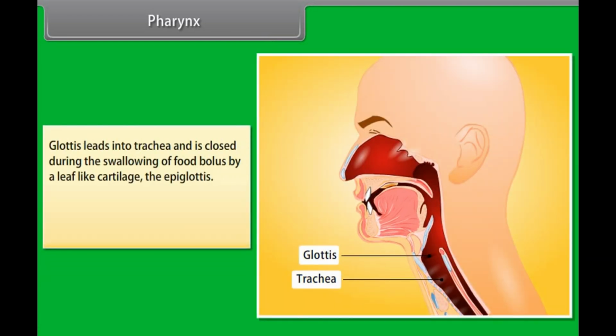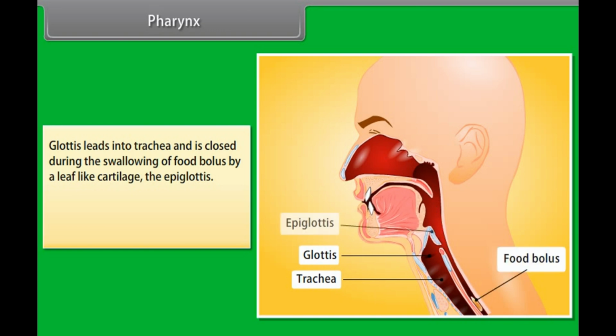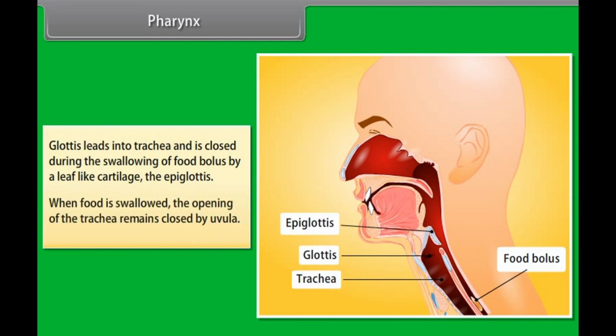The glottis leads into the trachea and is closed during the swallowing of the food bolus by a leaf-like cartilage, the epiglottis. When food is swallowed, the opening of the trachea remains closed by the uvula.